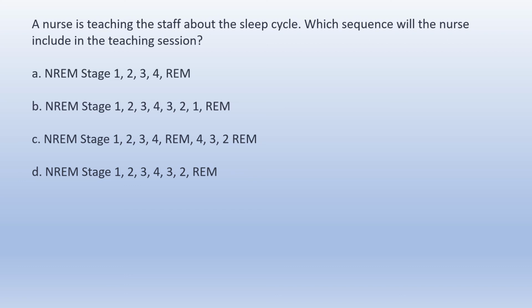A nurse is teaching the staff about the sleep cycle. Which sequence will the nurse include in the teaching session? A. NREM stage 1, 2, 3, 4, REM. B. NREM stage 1, 2, 3, 4, 3, 2, 1, REM. C. NREM stage 1, 2, 3, 4, REM, 4, 3, 2, REM. D. NREM stage 1, 2, 3, 4, 3, 2, REM.